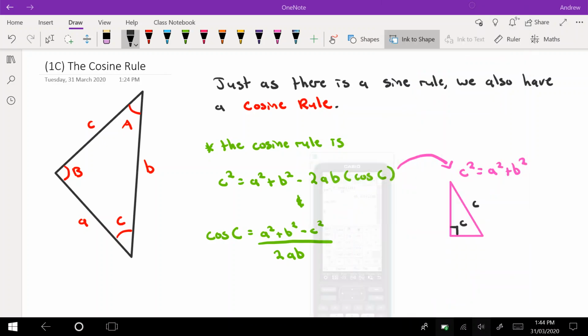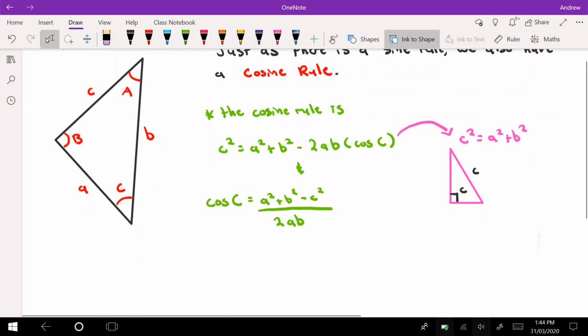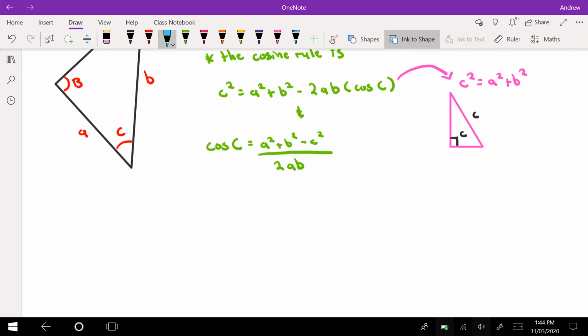So if the cosine of 90 is equal to 0, that means this entire term is going to be equal to 0 as well. That is why the cosine rule also works for a right angled triangle: because cosine of 90 is 0, it takes away all of this 2ab cos c, and we're just left with the Pythagorean theorem. So just a cool thing to relate it back to some math we already knew.